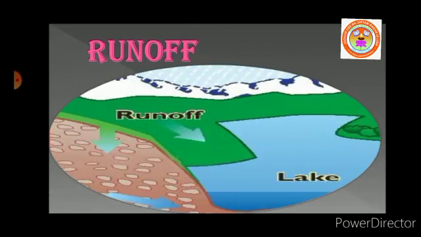Next, let us see runoff. Runoff is the water that is pulled by gravity across land surface. It comes from unabsorbed water from rain, snow melt, irrigation or other sources. Runoff is also a major contributor to the erosion which carves out canyons, gorges and related landforms.